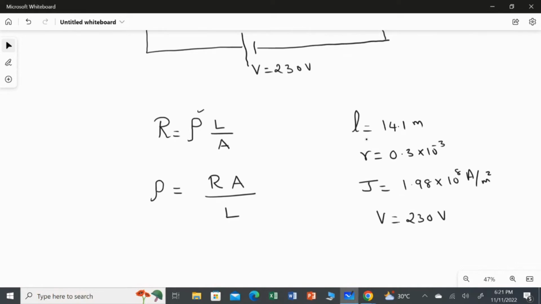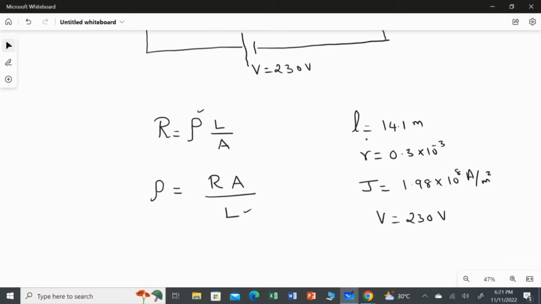Now you have to see this. The length we already have. Area we can find by using the radius value, because the cross-sectional view of the wire is the area of the circle, right? If you see the cross-sectional view of the wire, it is exactly like the area of a circle. So the area of the circle formula is pi r square, right? So we can use that formula for finding the area.